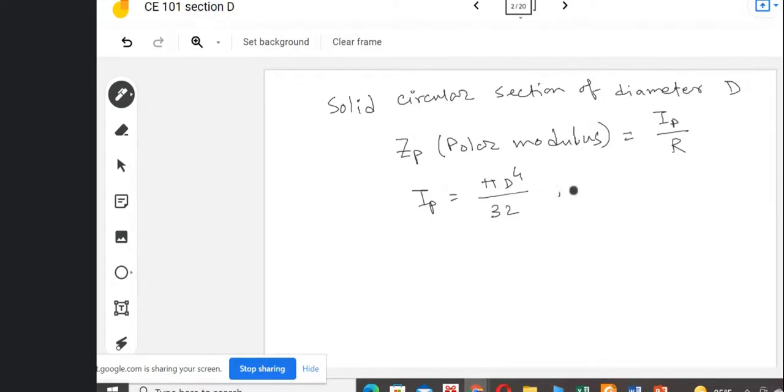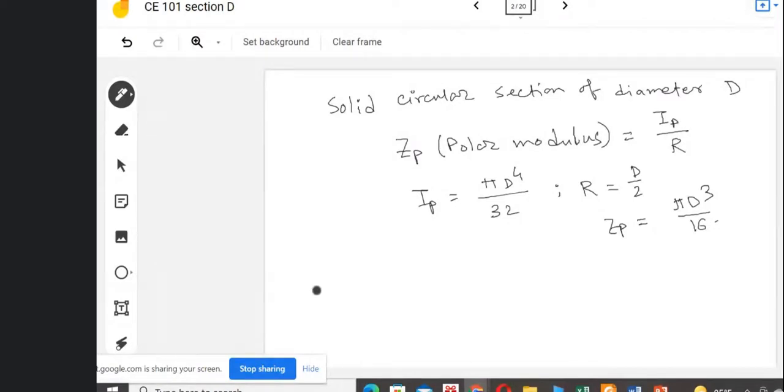What is the value of r for a circular cross section of diameter d? D by 2. Good. So what will be the value of Zp, the polar modulus? Pi d cube by 16. Pi d cube by 16.